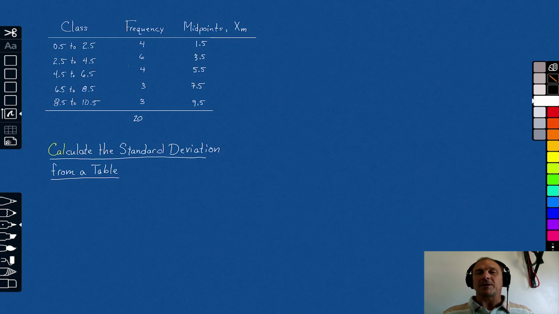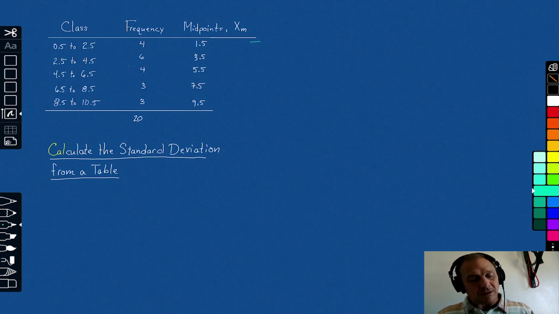Remember, once we have a table of data, within one of the classes, the data is hidden now. So between the 0.5 and 2.5 in that first class, it says we have a frequency of 4. There could be 4 1s, there could be 4 2s, or there could be a combination of 1s and 2s. We don't know. So what we do is we use the midpoint to represent the data values in the first class.